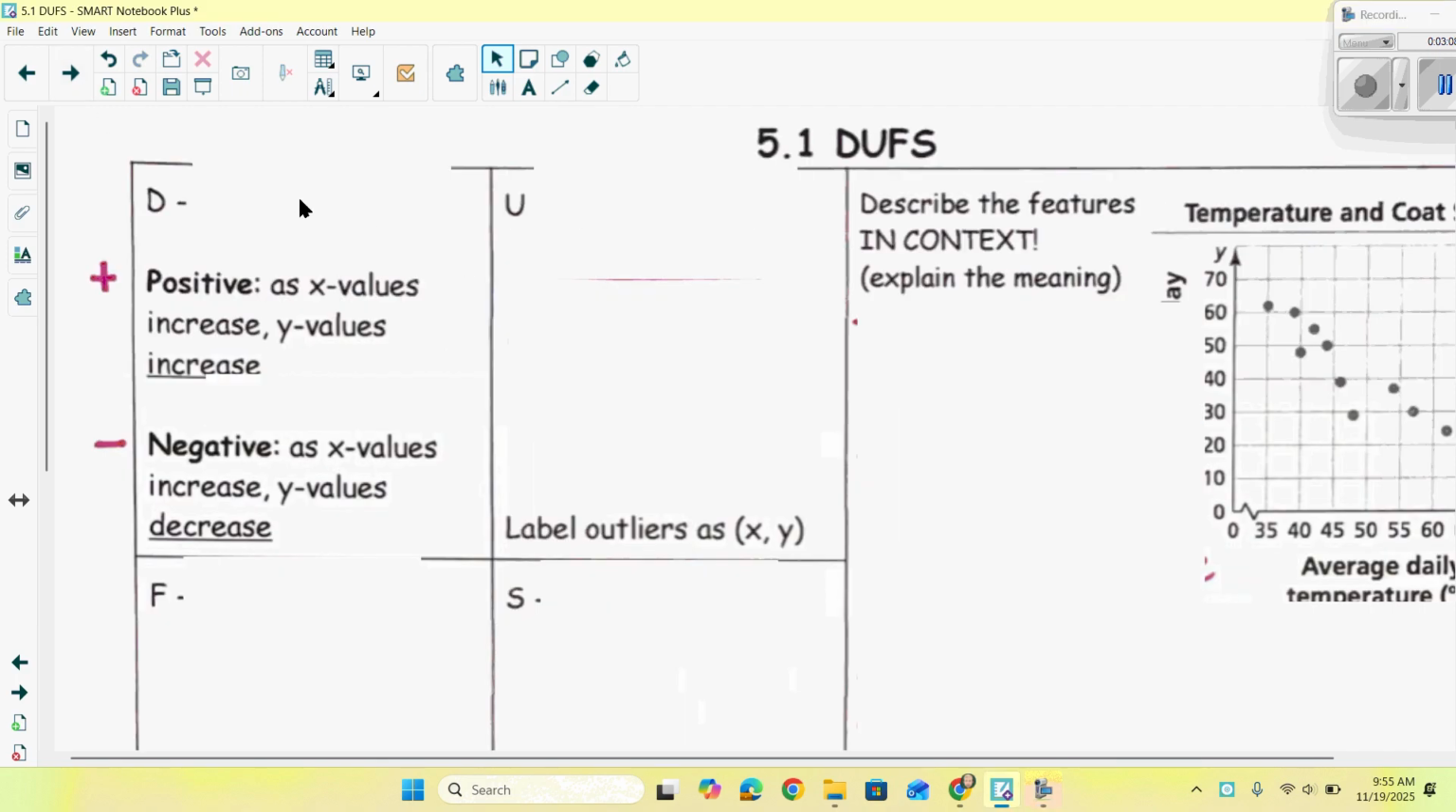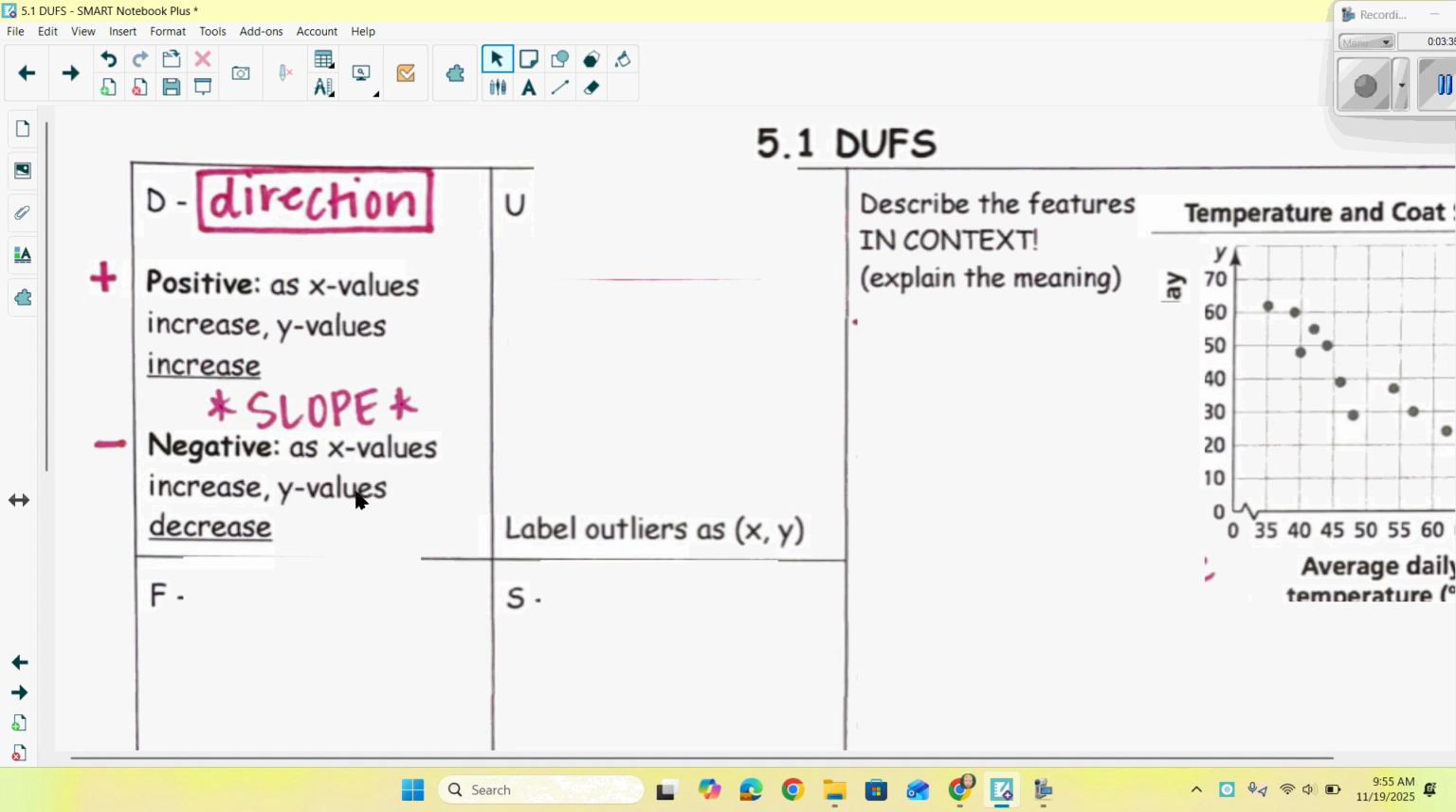Here we go. So DUFS, D-U-F-S, is going to help us describe the four features that you're going to be asked to explain when you see data. First identifier is going to be direction, and that's either going to be positive or negative, basically works as the slope. So a positive: as x increases, from left to right, the x goes up, the y would go up, and that's a positive slope. Negative: as x increases, the y would now decrease, okay?